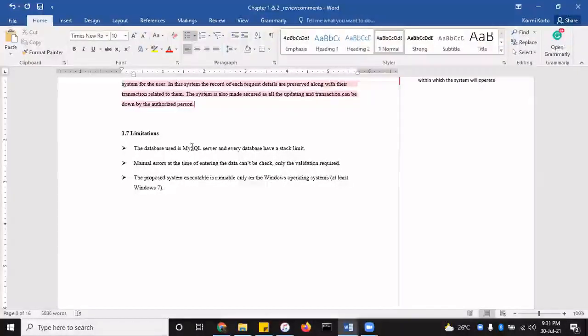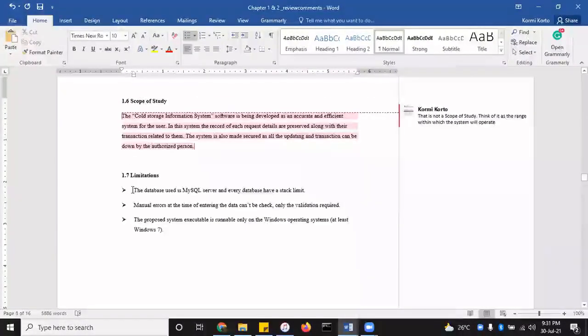Yeah, this is BIT group 12. Are they here? Group 12, are you here? You obviously got this already from me. I've already sent it to you guys. So how does this form a limitation? Manual errors at the time of entering the data can't be checked. Only the validation required. How is that a limitation? I don't even know what that means.